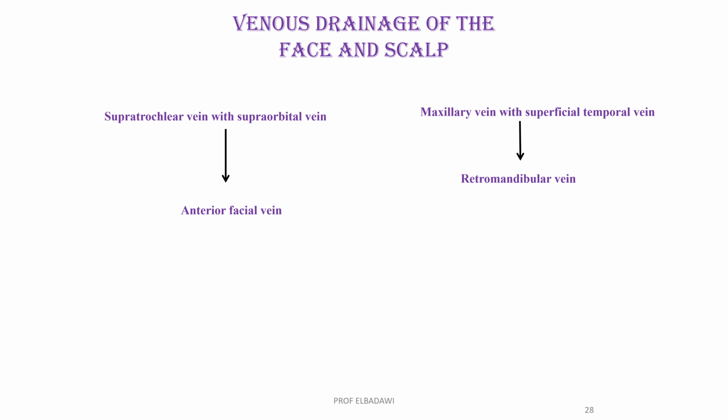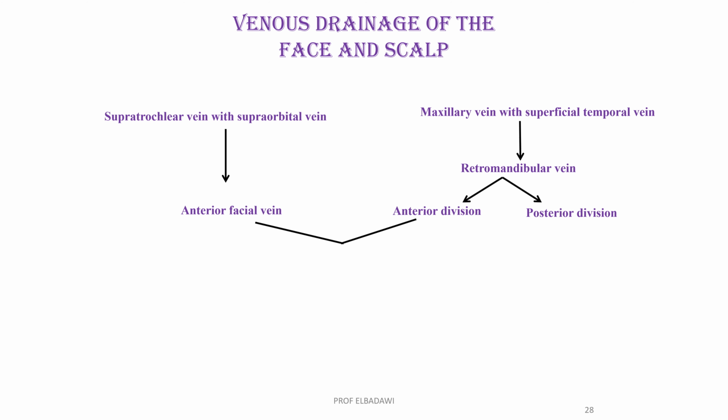The venous drainage of the face and scalp together. The supratrochlear and supraorbital veins will unite to form the anterior facial vein, while the maxillary vein will unite with the superficial temporal vein to form what we call the retromandibular vein. The retromandibular will divide into an anterior division and a posterior division. The anterior division will unite with the anterior facial to form the common facial vein.